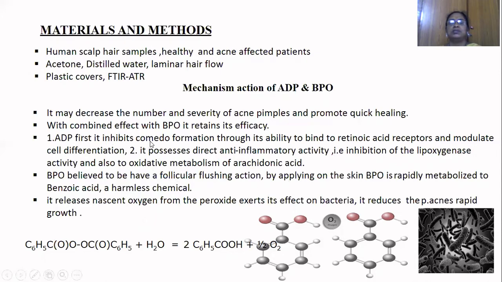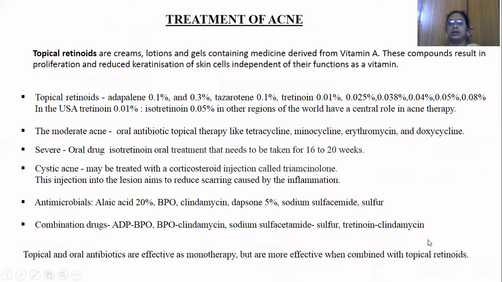This is the mechanism of action of ADP and BPO. The ADP first inhibits the comedone formation through its ability to bind to retinoic acid receptors and modulate cell differentiation, and it also possesses direct anti-inflammatory activity. The BPO, when applied on the skin, rapidly metabolizes to benzoic acid, and then it produces more and more nascent oxygen from the peroxide group, and it kills the bacteria and that cures the acne.